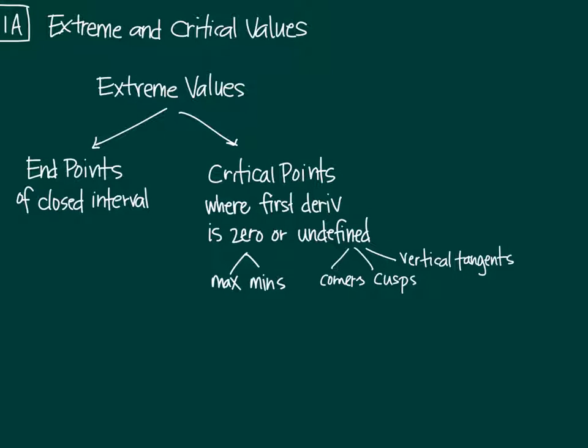So if you have an extreme value, I'm talking about all endpoints, and I'm talking about any max or min or corner or cusp or vertical tangent. Those are all considered extreme values. If they only say critical points, then you only have to focus on those couple. Okay, but those are the definition of extreme values. All right, so that leads us to the extreme value theorem.